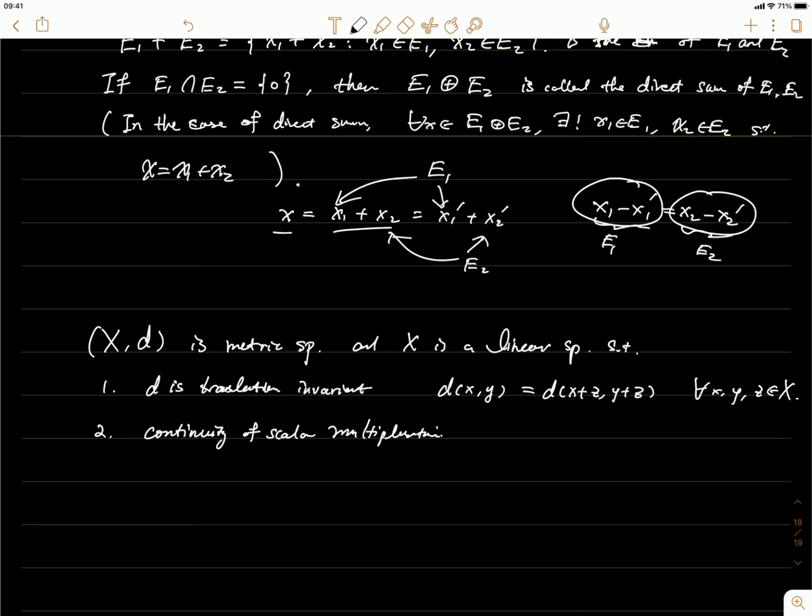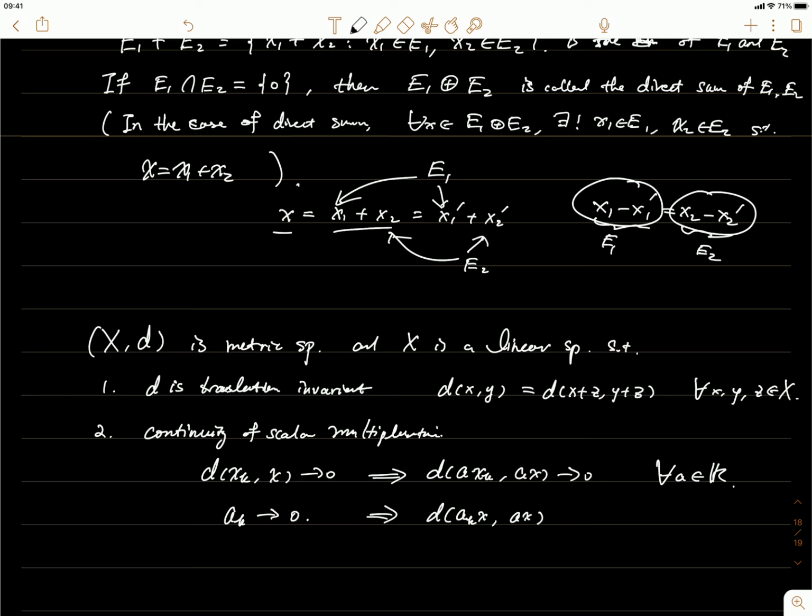This means that if we know the sequence x_k converges to x, then multiplying the sequence by any constant or scalar, say a, this will converge to a times the limit, for any a in the field K. And the other property is that if we have a_k converging to 0, where this a_k is just a sequence in the field K, then the distance between a_k x and a x is converging to 0 for any fixed x.